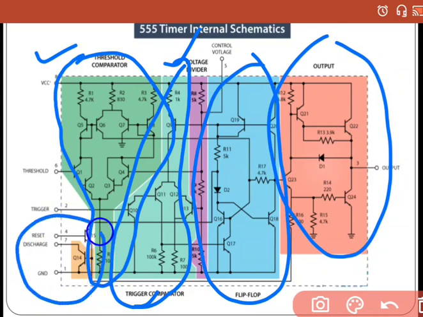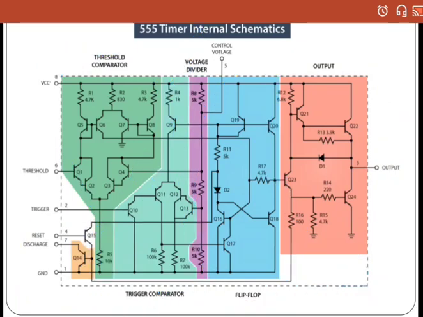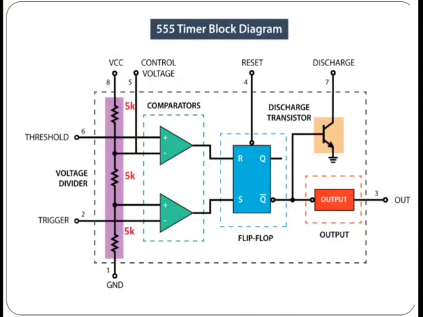is the discharge transistor. This is the discharge transistor that is placed there, and if we put it in a block diagram, we get this block diagram, and this block diagram is very important and very useful for knowing what is going on inside the IC555 timer.